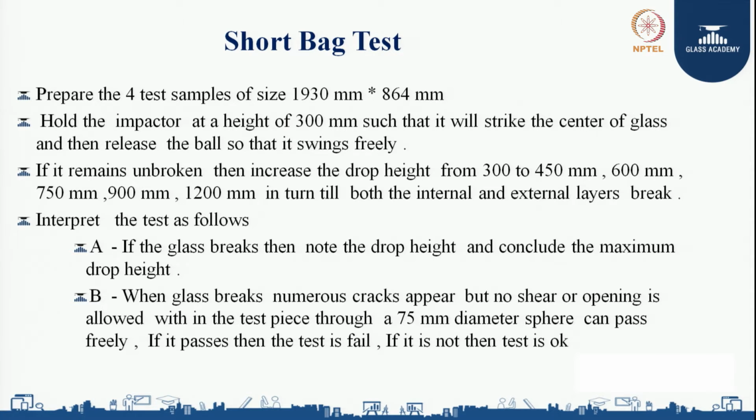The interpretation of the result shall be: A. If the glass breaks, note the drop height and conclude the maximum drop height. B. When the glass breaks, numerous cracks appear, but no shear or opening is allowed within the test specimen through which a 75 mm diameter sphere can pass freely. If it passes, the test is a fail. If it does not, then the test is okay. This is how we are going to do the shot bag test.